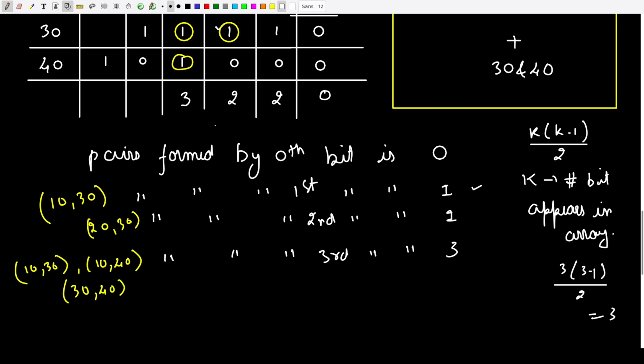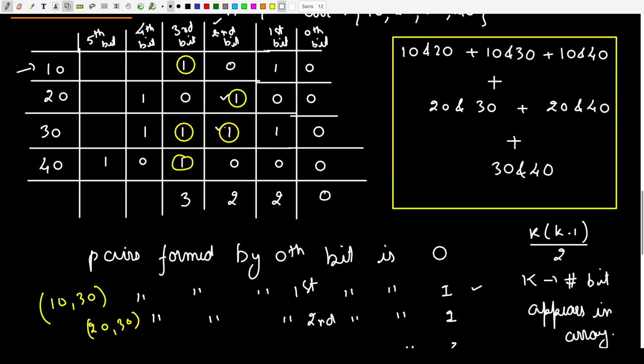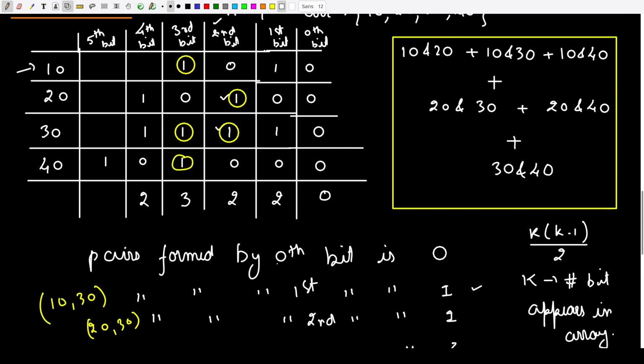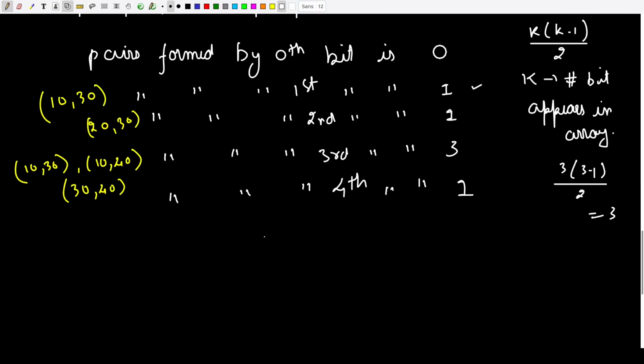Similarly, the number of times the fourth bit is set to 1, or appears in the array, is 2 times. So the number of pairs formed by the fourth bit will be 1. Similarly, the number of times the fifth bit is set to 1 is 1, so the number of pairs formed over here will be 0. Once we have this information, the number of pairs formed by each bit, we can use it to compute the sum of AND of pairs.